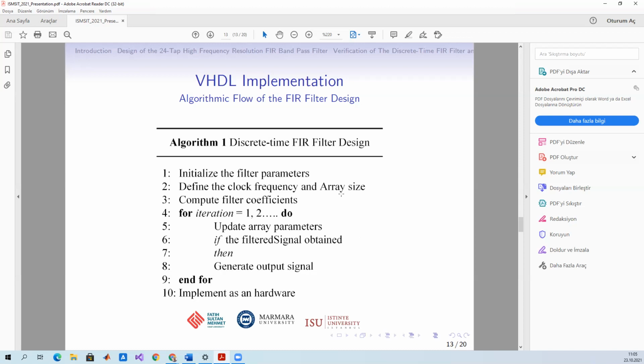We defined it as 24, and first we compute the filter coefficients in LabVIEW, then we use them in the VHDL algorithm. These values can then be updated with the for loop in terms of the iteration parameters, and then if we obtain the actual value, we stop the algorithm.